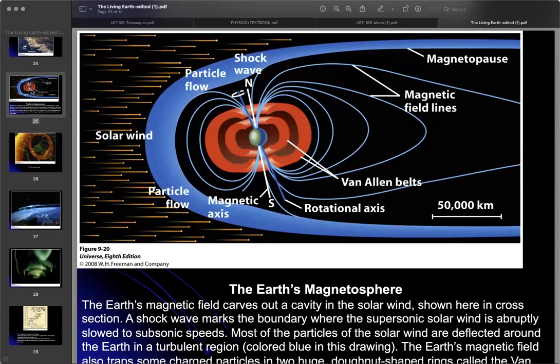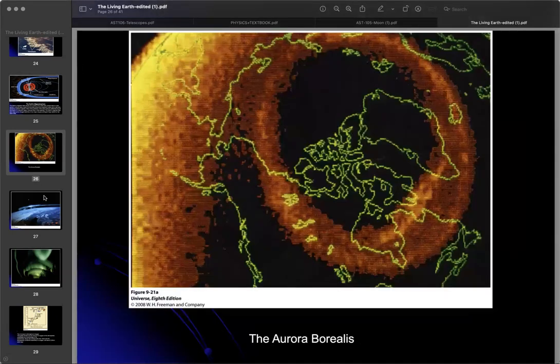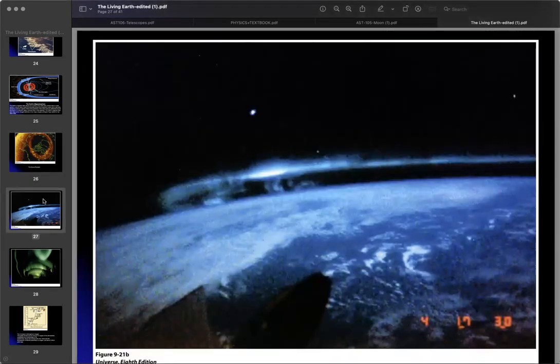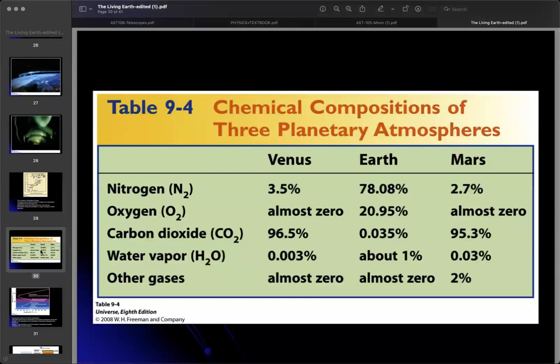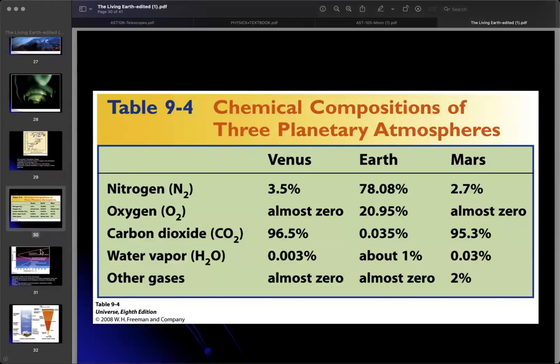However, they are able to sneak through the magnetic field, and some of it goes into the North Pole and the South Pole. When it hits the atmosphere at the poles, different kinds of colors are produced. Those are what produce the northern lights and the southern lights. Here is more description of the chemical composition of three planetary atmospheres, comparing the Earth's atmosphere with Mars and Venus.